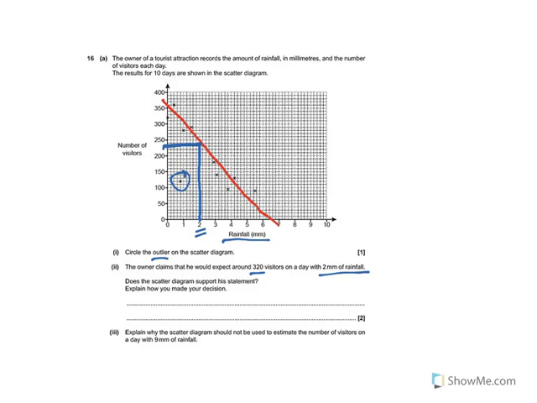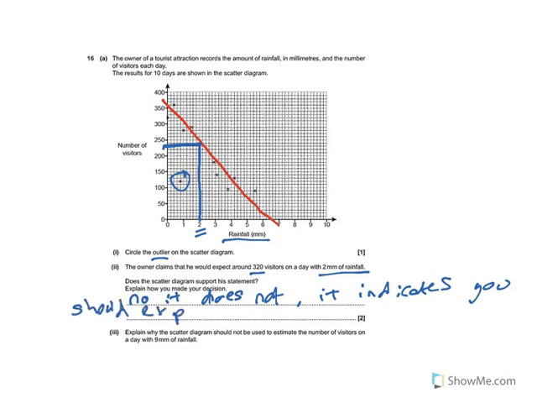So, does the scatter diagram support his statement? No, it does not. It indicates you should expect 230. As I said, there's a range of answers. Anything between 200 and 260 would be acceptable, but none of those are anywhere near 320.